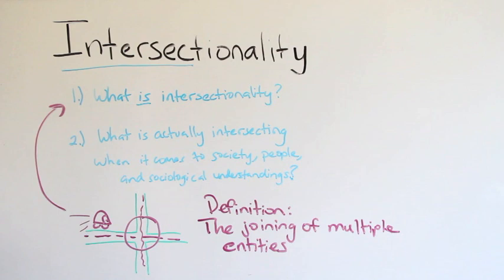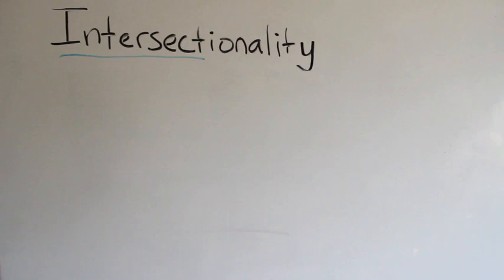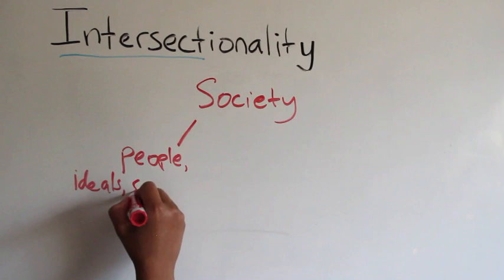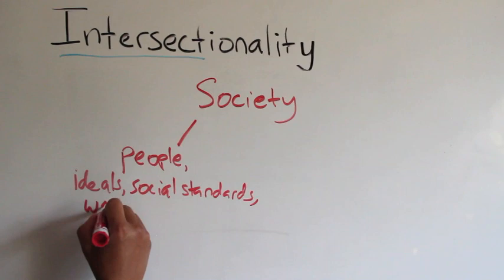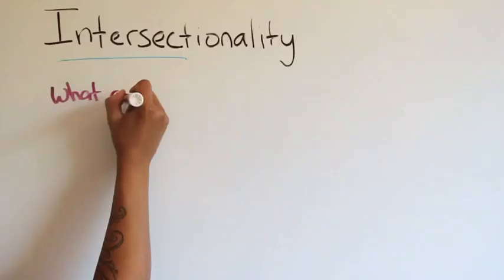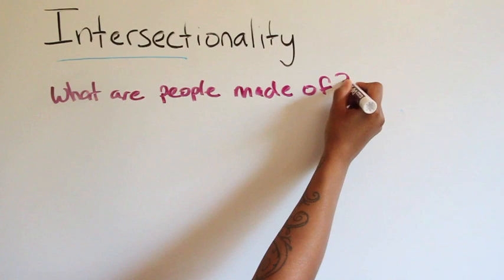So then we say, okay, what is actually intersecting when it comes to society and people? Well, what is society comprised of? Society is comprised of people along with their ideals, what they believe in, as well as their social standards and ways of being. So then we say, okay, what are people made of? Well, people are made of identities.